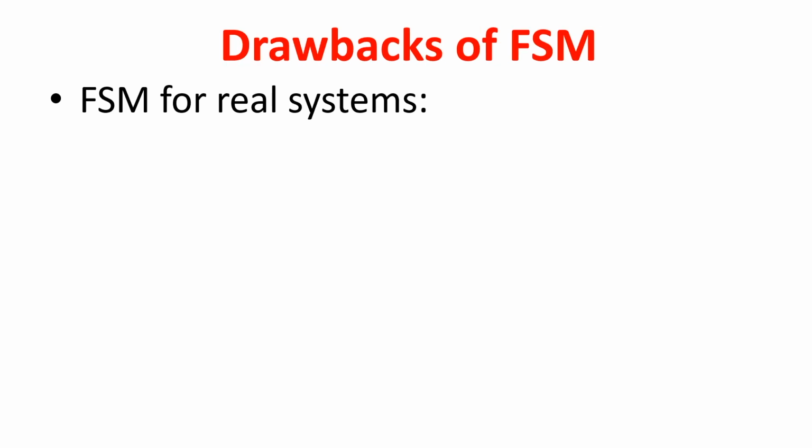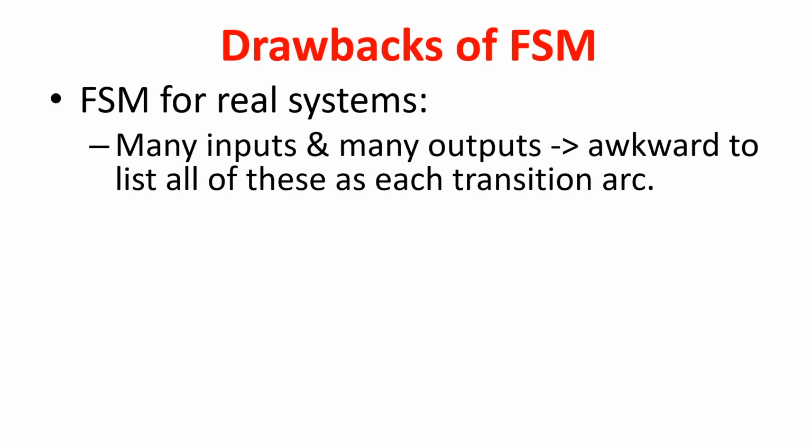First, let us discuss what the drawback of finite state machines is. FSM for smaller examples is fine. Whenever there is a lot of data involved in a digital system, particularly a sequential system, it is very difficult to model using FSM. How is it difficult? Let us see. Whenever many inputs and many outputs are there, it is awkward to list all of these transition arcs in an FSM. This is one reason.